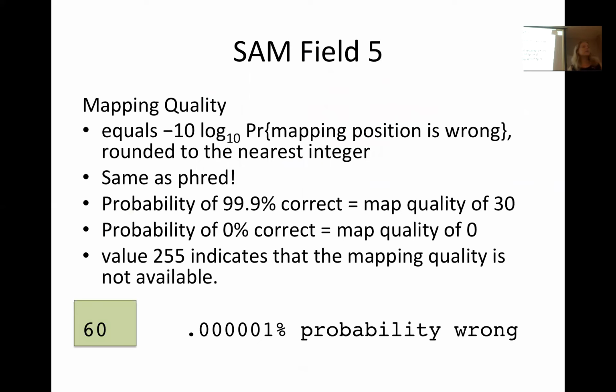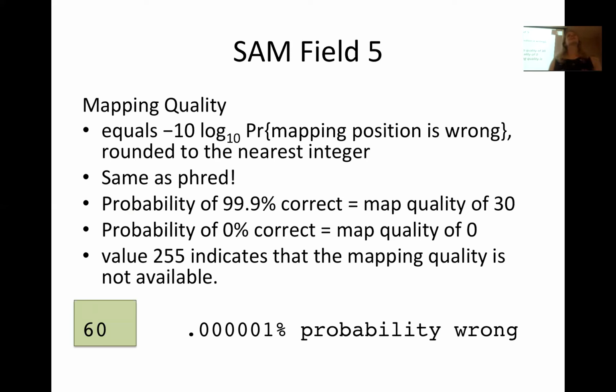The mapping quality, which is essentially the same thing as Phred. So a map quality of 30 would be 99.9% correct. A map quality of 0 means the probability that it's correct is like nothing. It's absolutely not correct. If you get the value 255, that means that the mapping quality is just missing.